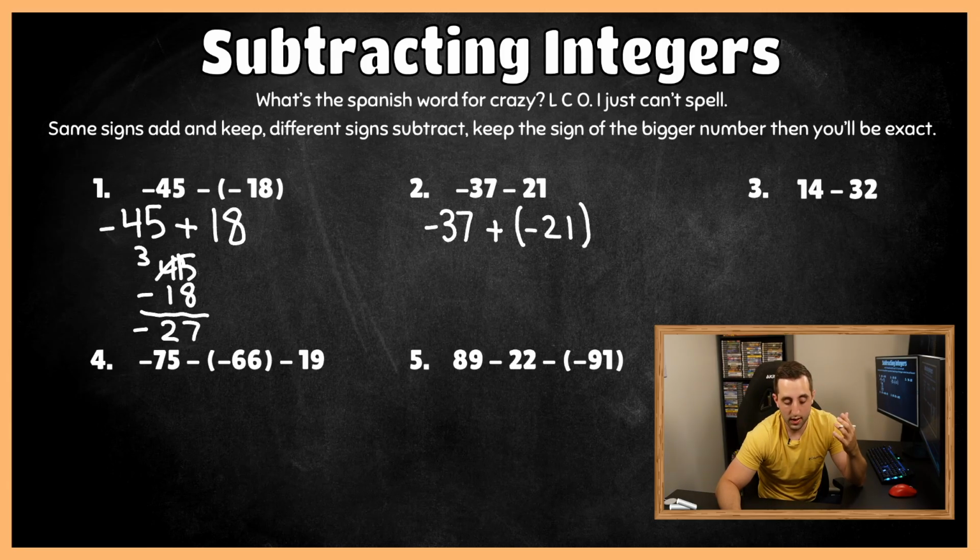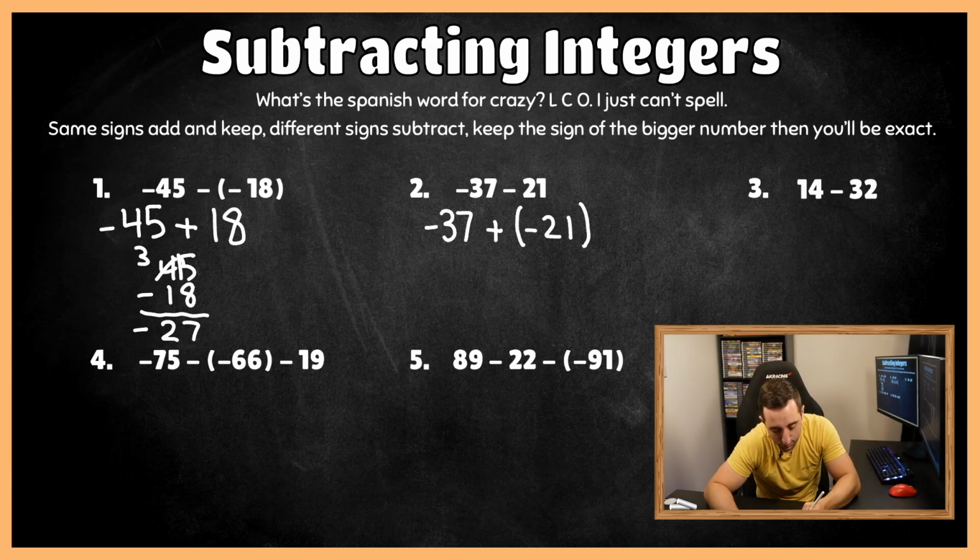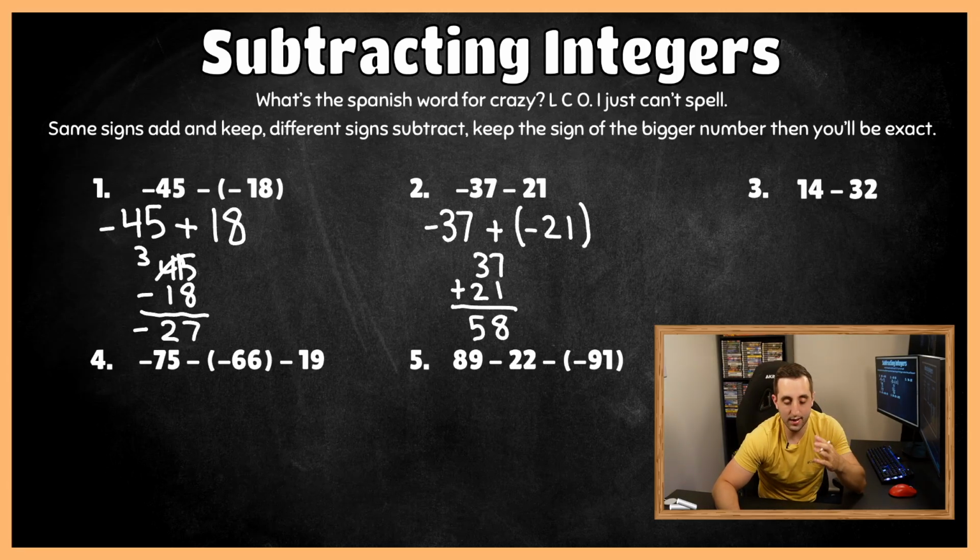So we're going to use our song. Same signs add and keep, different signs subtract. Well, we have same signs here. They're both negative. So now we want to add them. We have 37 plus 21. 7 plus 1 is 8. 3 plus 2 is 5. And then in the song it says same signs add and keep. Well, they were both negative, so we want to keep that sign to make our final answer negative 58.